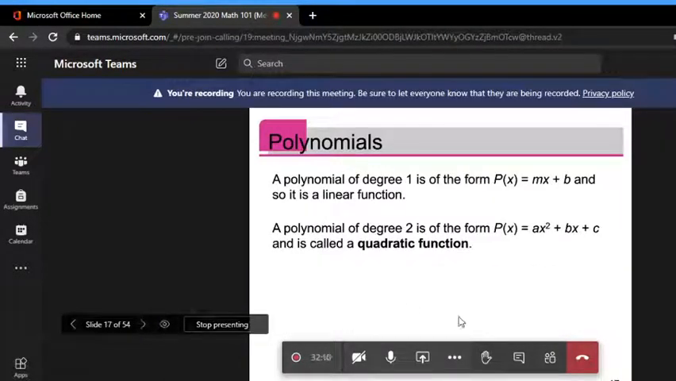So a linear function, which is mx plus b, is a polynomial too, a polynomial of degree 1. And we have quadratic functions, which means polynomials of degree 2, ax squared plus bx plus c. You have used all these things since middle school, right? You are familiar with all of these.